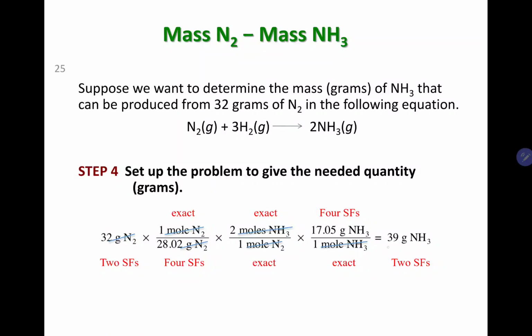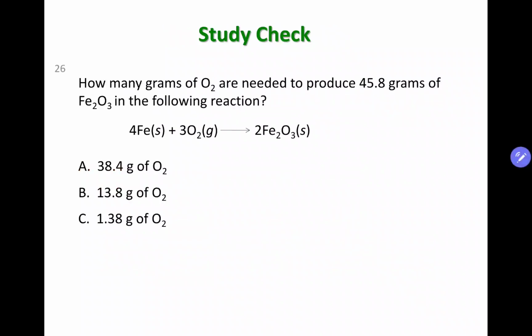All right, so the answer is 39 grams of ammonia. Here is another similar calculation, guys. See if you could do this one now.